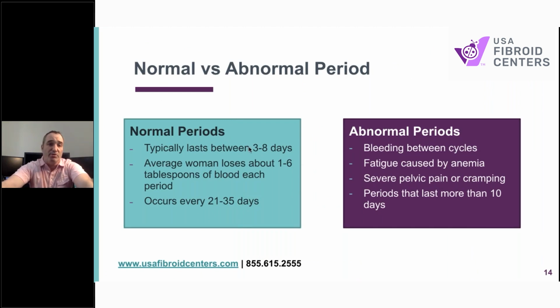So, many women wonder, what's the difference between a normal and an abnormal period? A normal period usually lasts between 3 to 8 days. An average woman loses about 1 to 6 tablespoons of blood each period, and it occurs every 21 to 35 days, most commonly in and around 28 days. That's a normal cycle. Abnormal periods are where you have bleeding between your cycles, where you have fatigue, which is often caused by heavy bleeding or leads to anemia, if you have severe pelvic pain or cramping, and any period that lasts more than 10 days. So that's not an uncommon presentation.